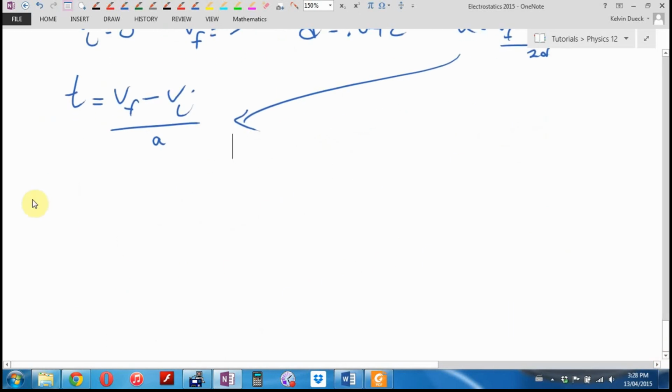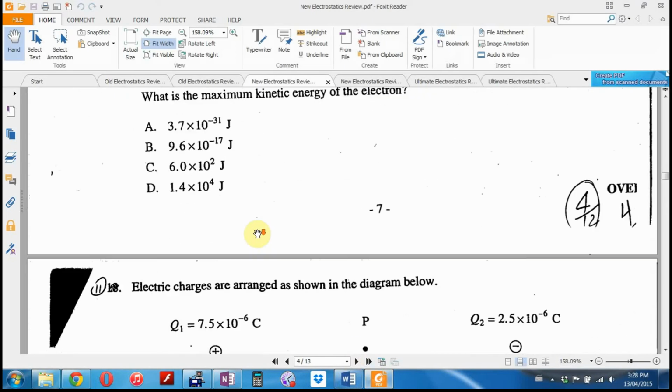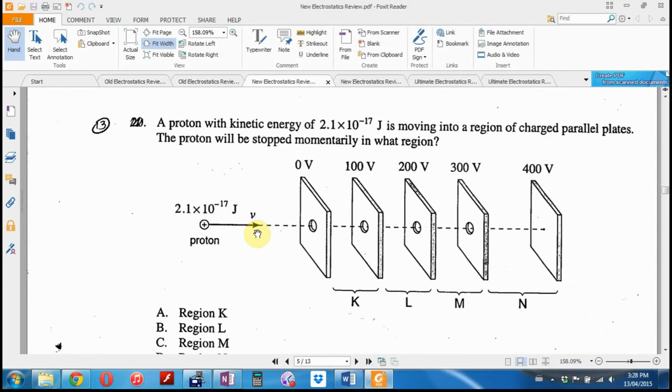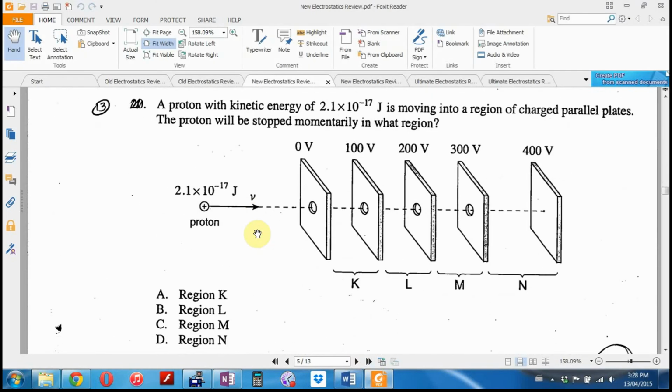What else can I ask with plates? I could give you an initial speed. I think I have a picture of one somewhere here. So here's kind of a cool one, number 13. This is from a different review, but I think there's one very similar or maybe even identical in your review. This one says the proton will be stopped momentarily in what region? Okay, so now we have this proton moving already.